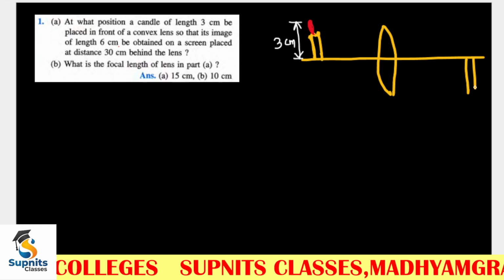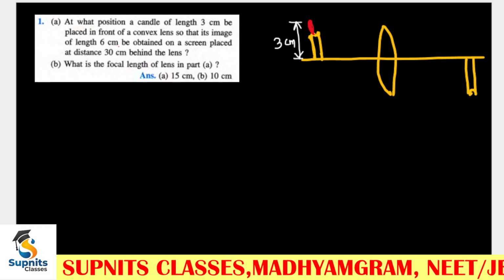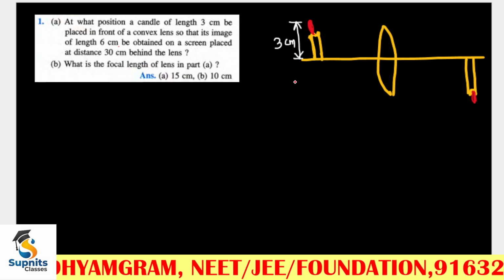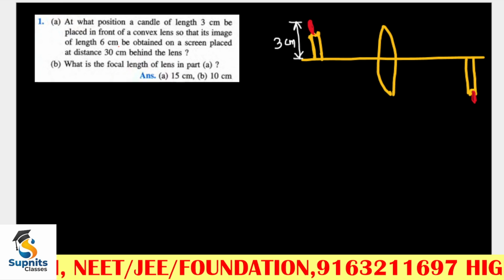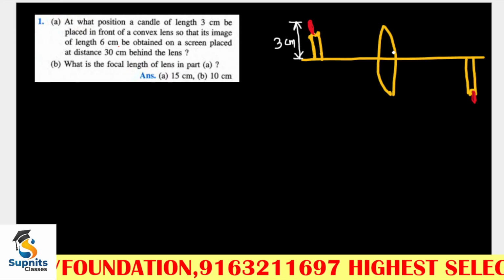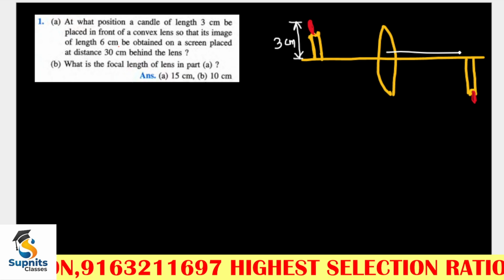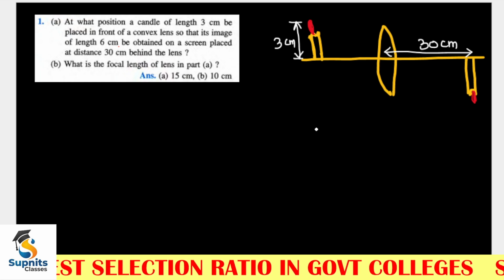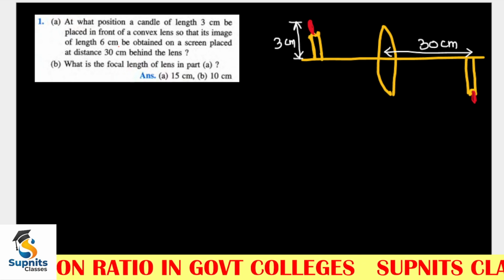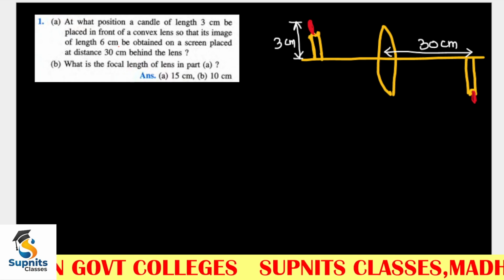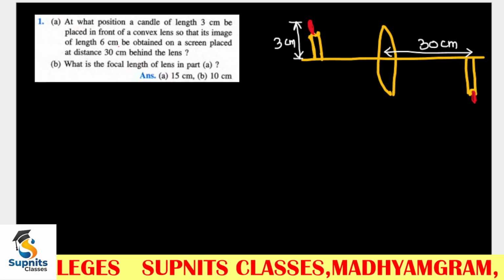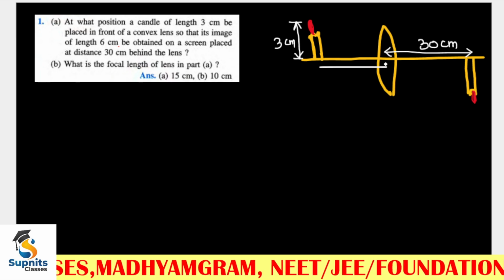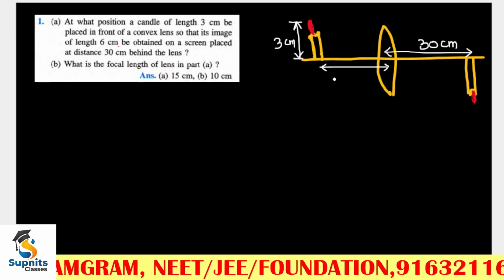So say this is my candle, my real image, inverted image. On the other side means real image, always on the other side it will be real image in case of lenses. And the distance from the lens is 30 centimeter behind the lens, it is mentioned. What I have to find out is at what position the candle is kept. That means I don't know what is the object distance.